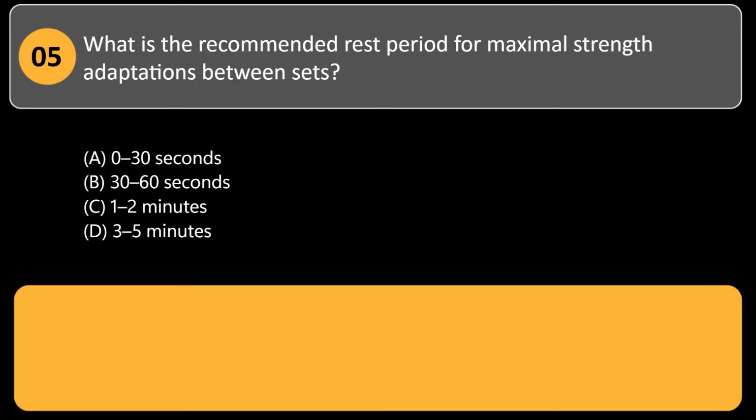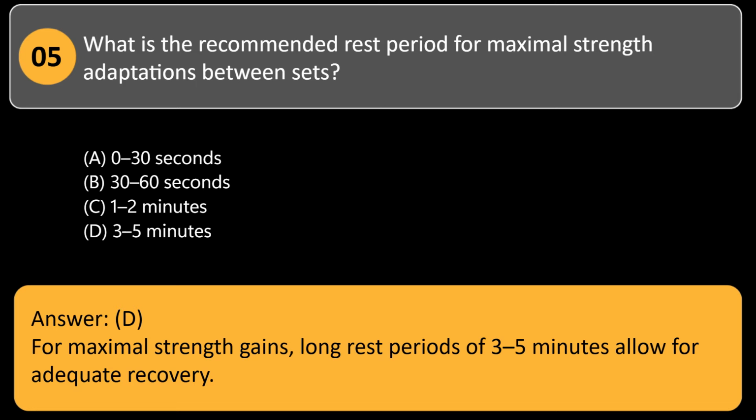What is the recommended rest period for maximal strength adaptations between sets? A. 0 to 30 seconds. B. 30 to 60 seconds. C. 1 to 2 minutes. D. 3 to 5 minutes. Answer: D. For maximal strength gains, long rest periods of 3 to 5 minutes allow for adequate recovery.